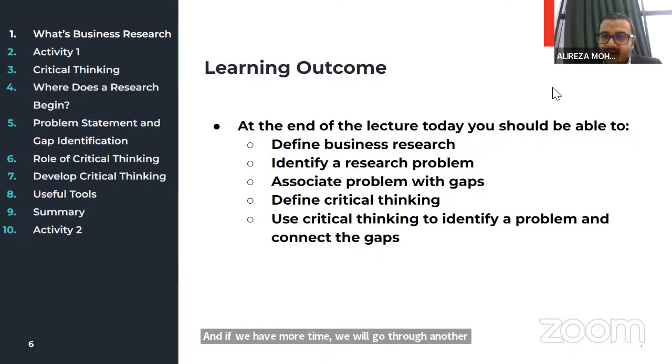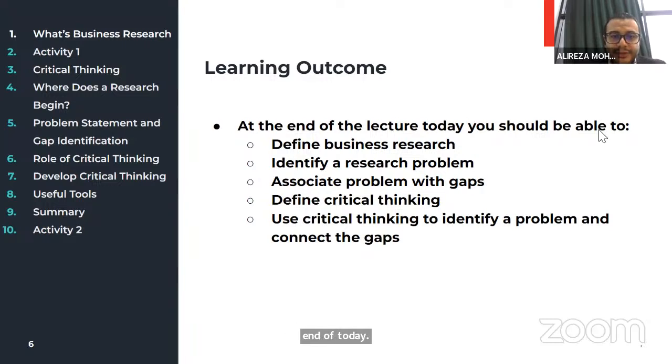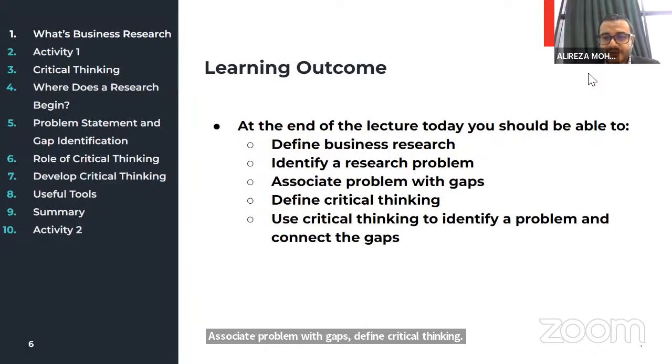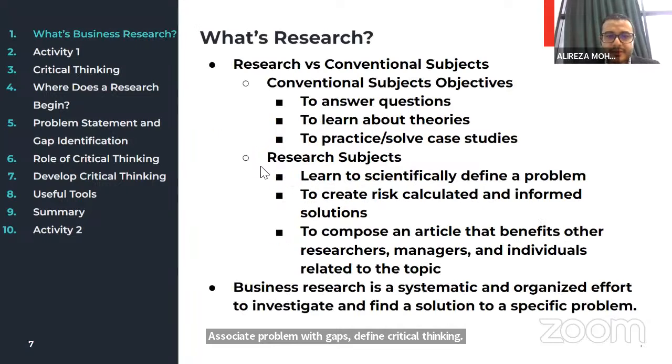The key learning outcomes for today: I am hoping that by the end of today, you are able to define business research, identify a research problem, associate problem with gaps, define critical thinking, and use critical thinking to identify a problem and connect it to gaps. But what is research?